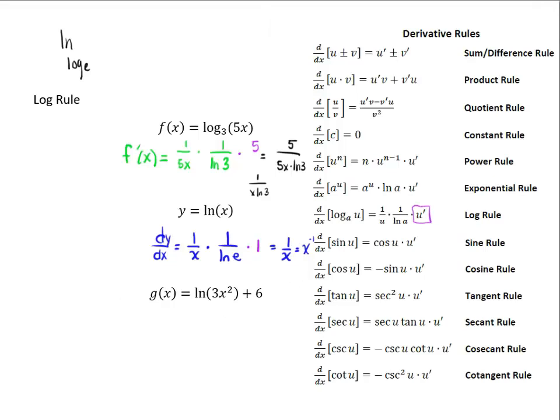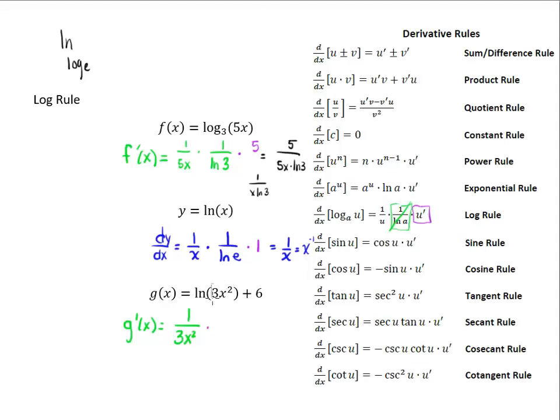Okay, next one, g of x. We've got g of x is equal to the natural log of 3x squared plus 6. So overall, this is a sum difference rule, so we can take the derivative of each of these separately. So the derivative of natural log of 3x squared is 1 over 3x squared times the natural log of the base, but it's natural log already. So the base is e, so that's just going to be equal to 1. So once again, if I have base e, I don't have to worry about that part. I do have to worry about the chain rule, though. Always got to worry about the chain rule. Times the derivative of the inside.